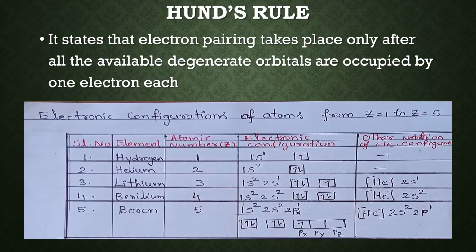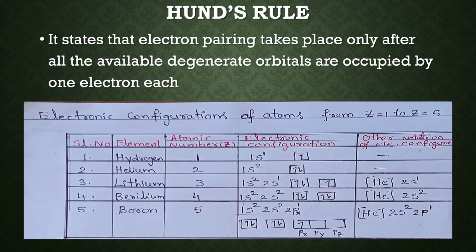Element hydrogen, atomic number 1, electronic configuration 1s1. Helium, atomic number is 2. 2 electrons are present in helium atom. First electron enters the 1s orbital. Second electron also enters the 1s orbital with opposite spin. Next, lithium, atomic number Z equals 3. 3 electrons are present in lithium. First 2 electrons occupy 1s orbital. Next electron enters into 2s orbital.